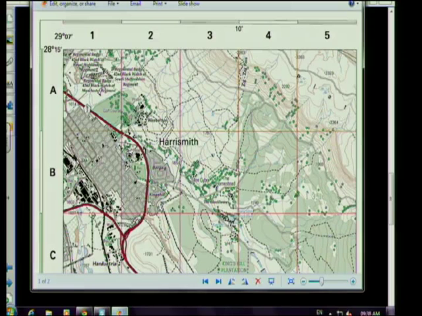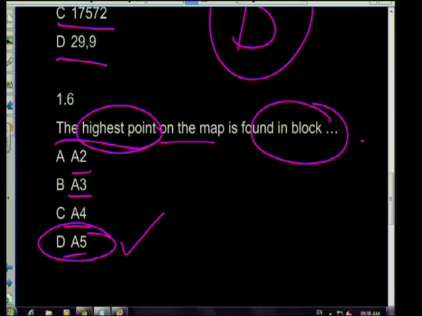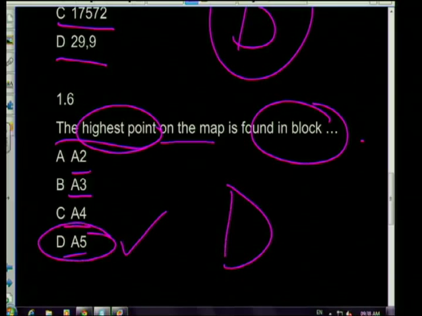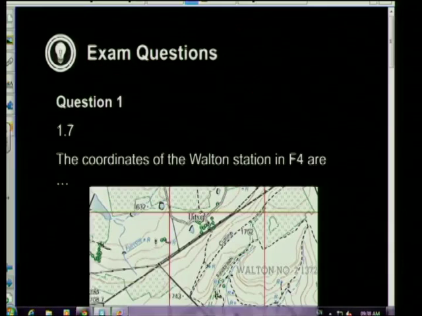Let's look at our options again. And my correct answer is D, A5. And that would give me the requirements. Let's go on to the next question.